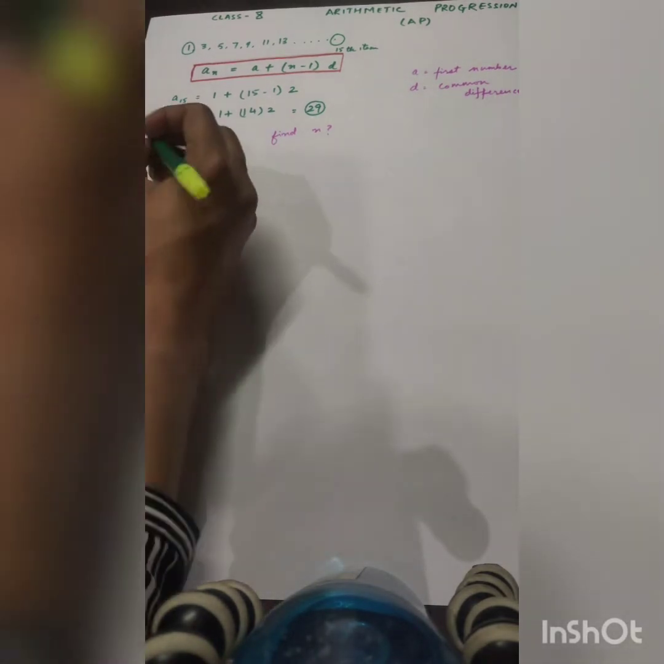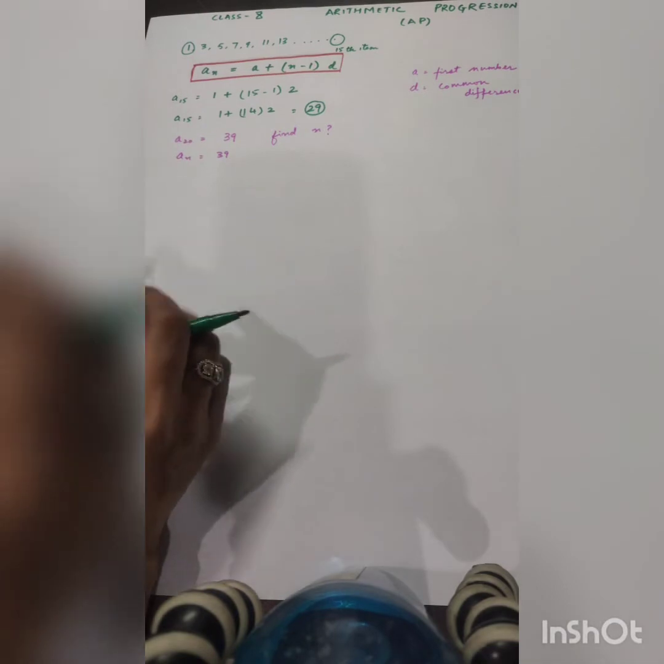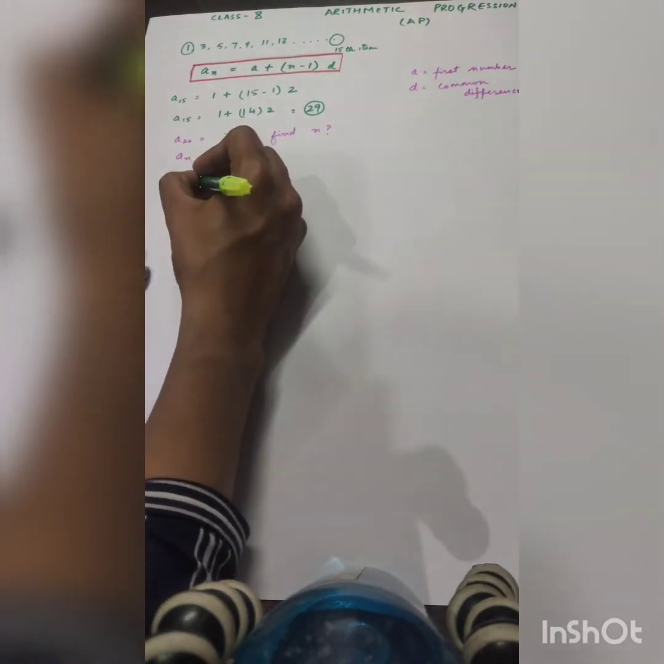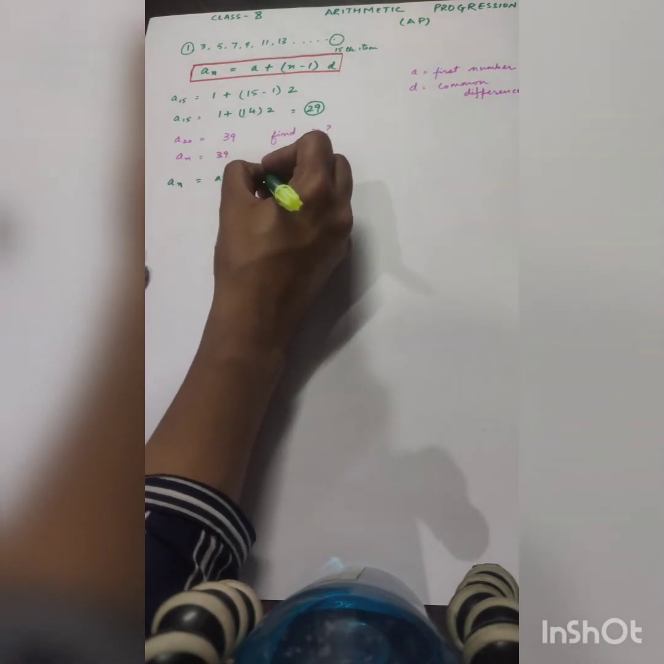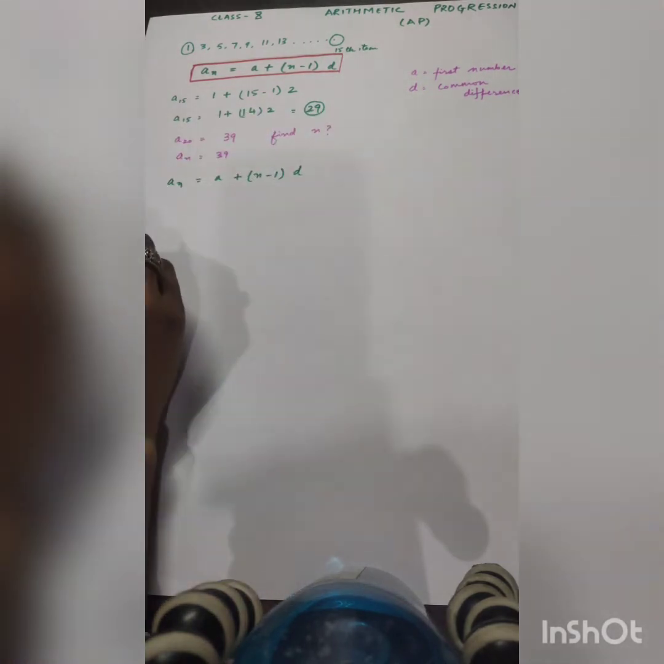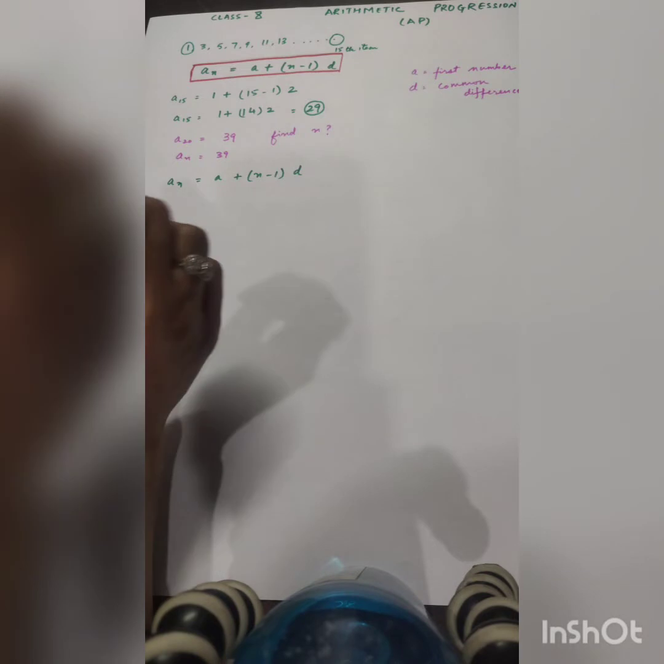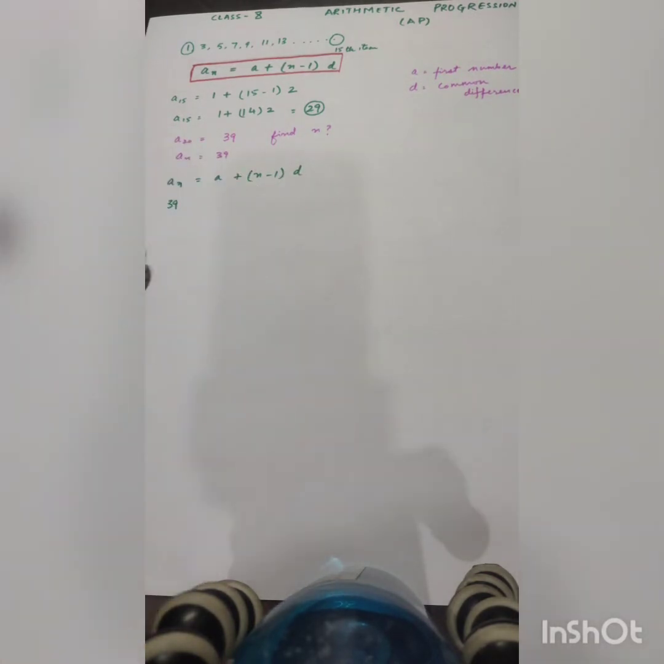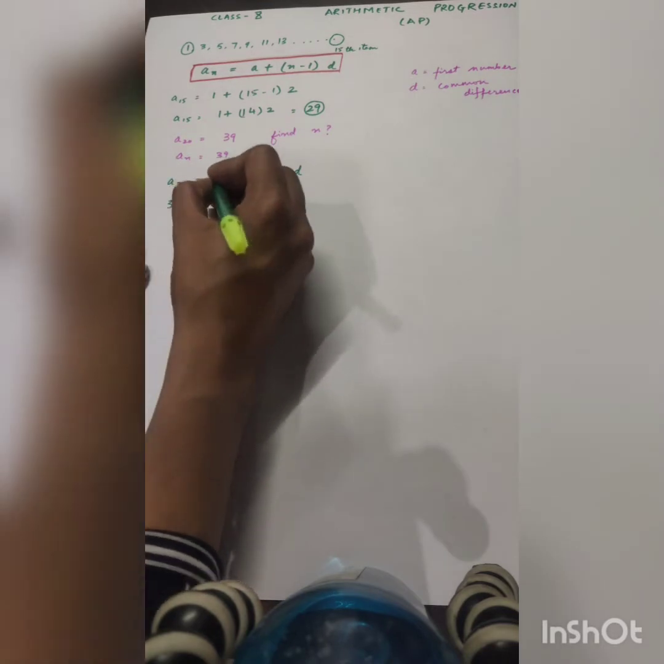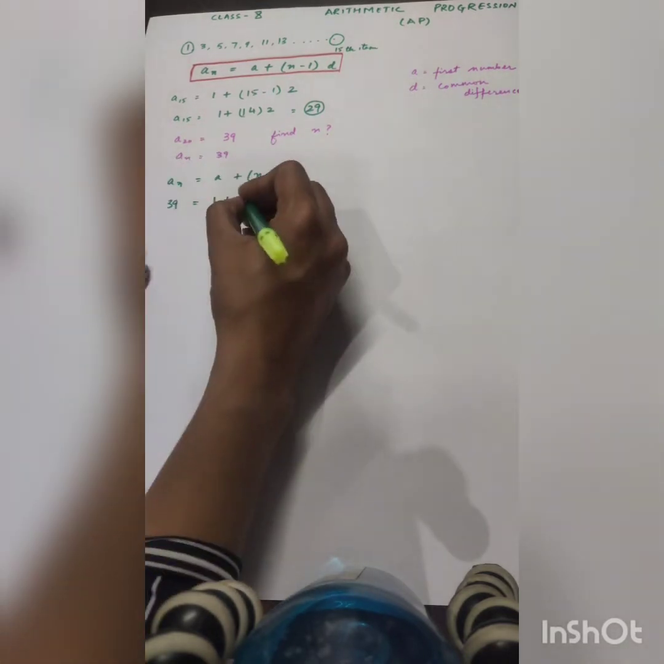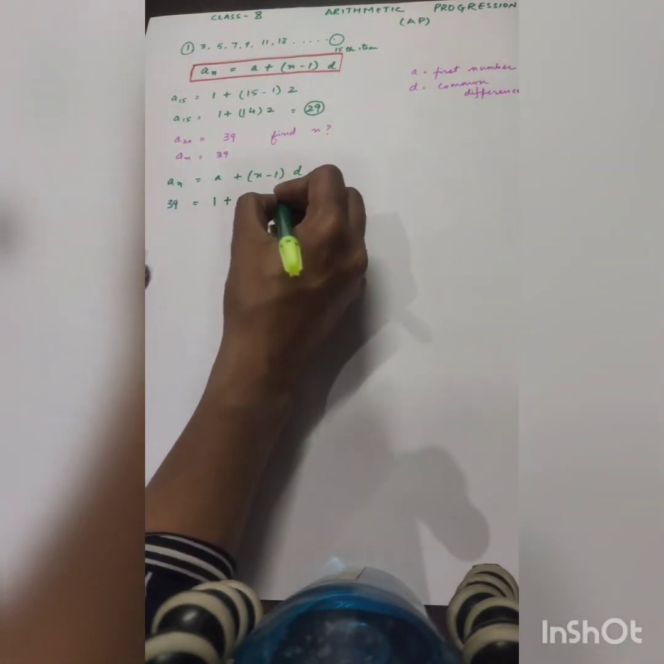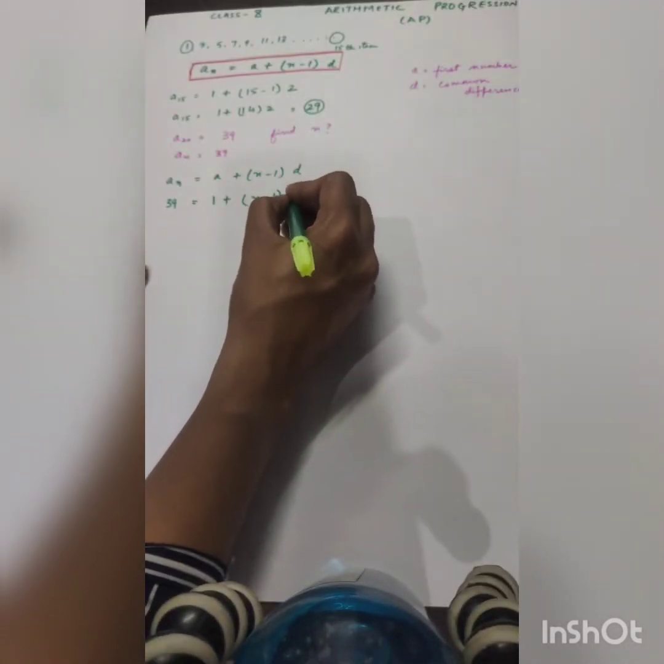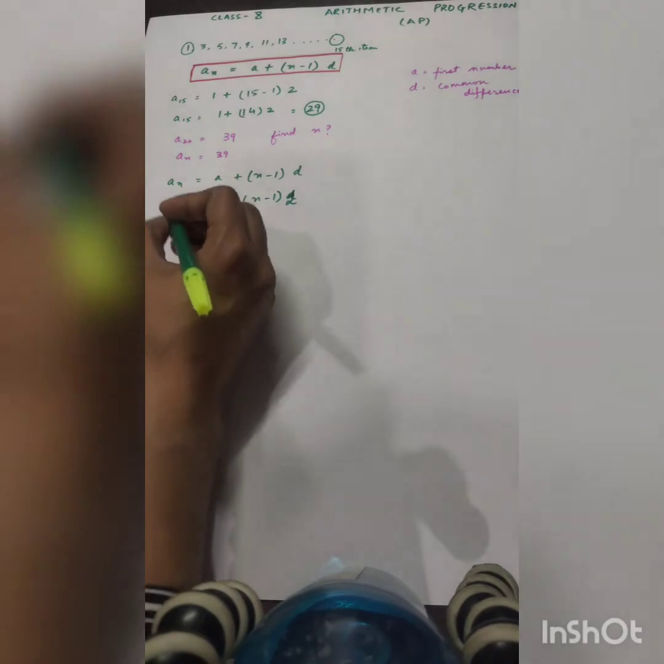Now what you have to do is apply the same formula. Just change the unknown. That means you write AN is equal to A plus N minus 1 D. Just take N as N. You don't know what N is, but you know that the value of AN is 39 and A is 1 again in the series. N minus 1, just leave it like this, and D was 2 for you. So you put the value of D, that is 2.